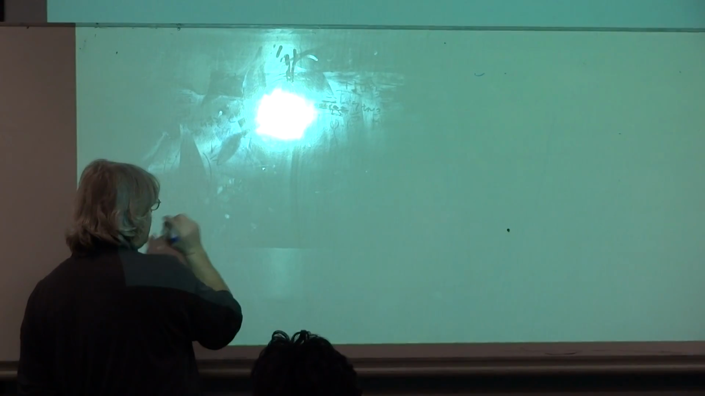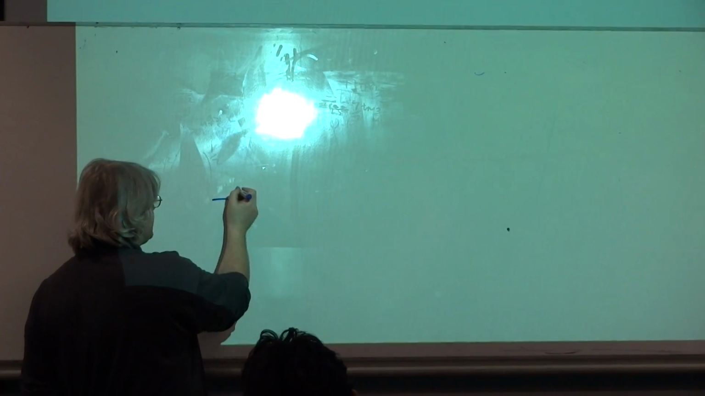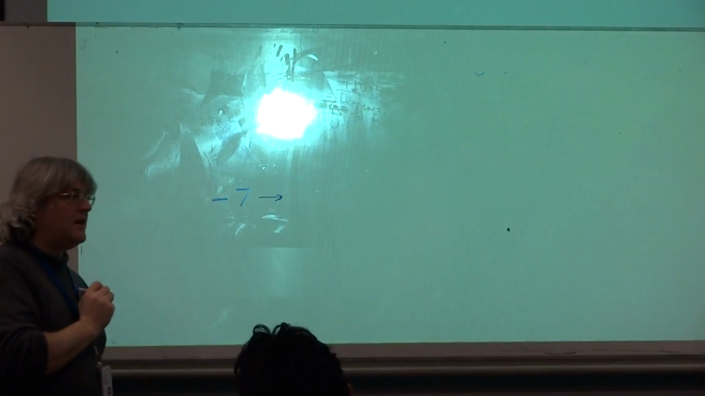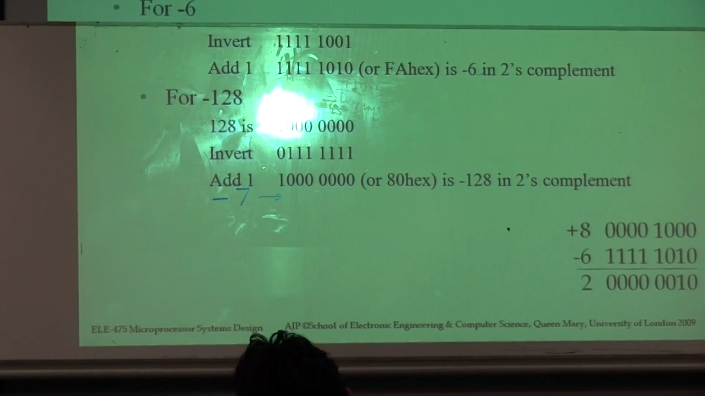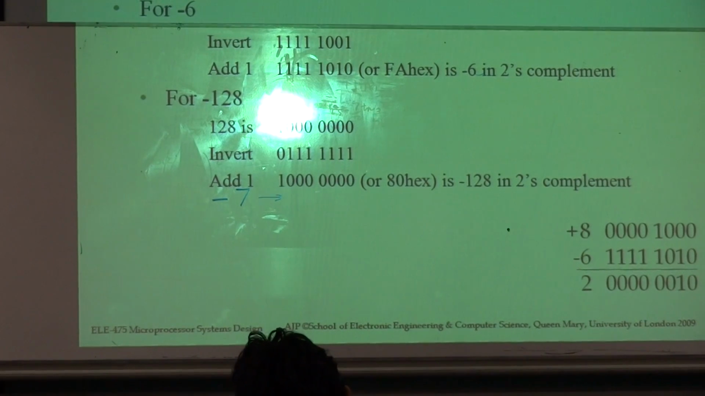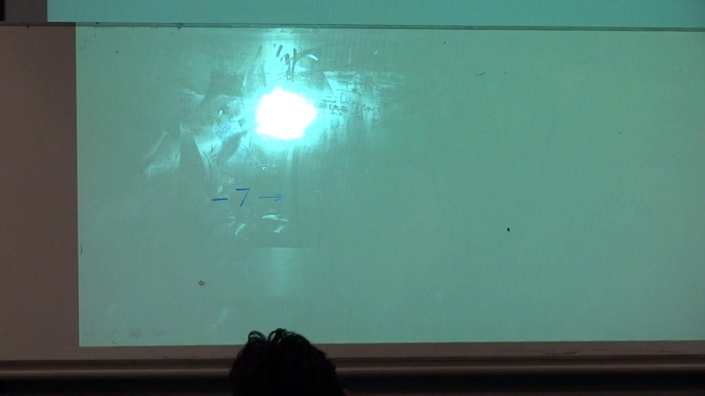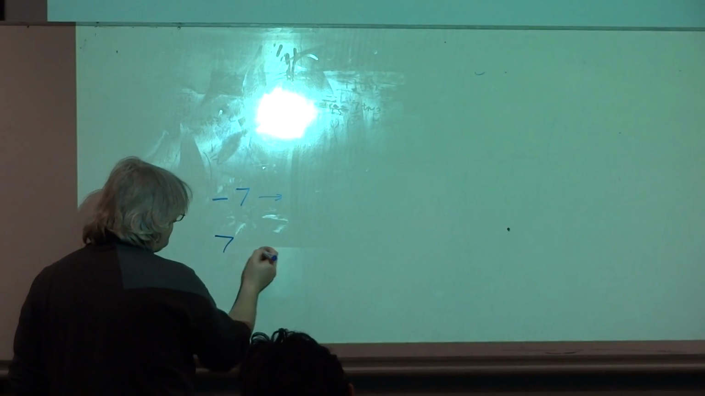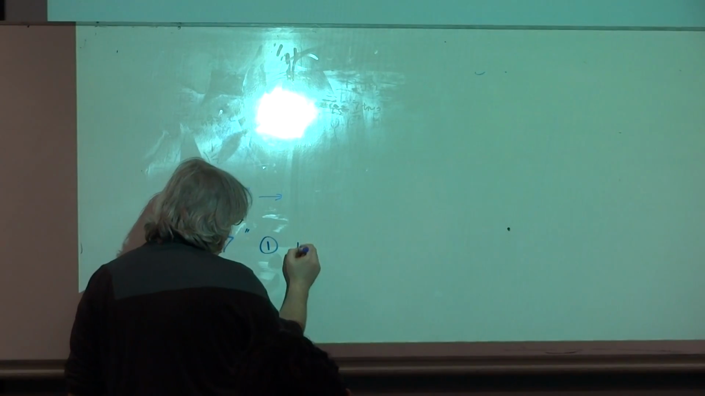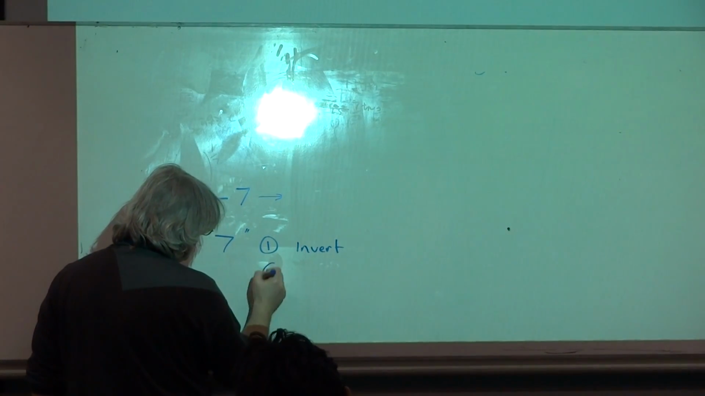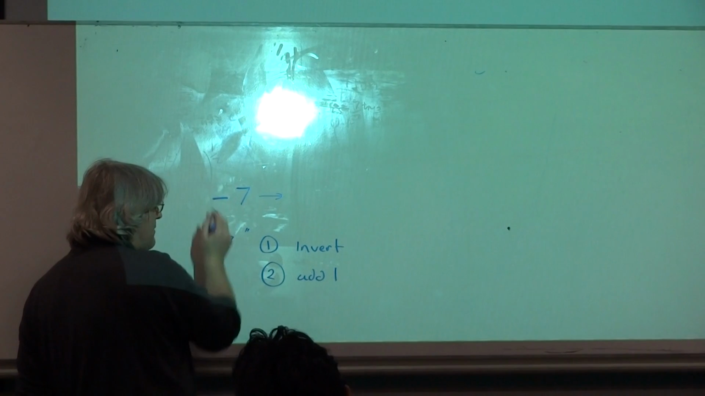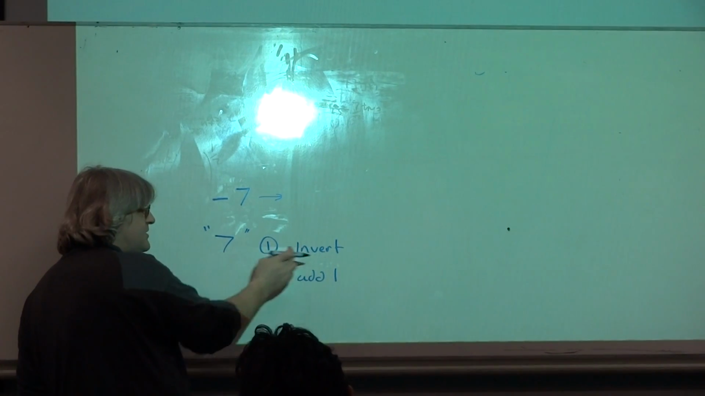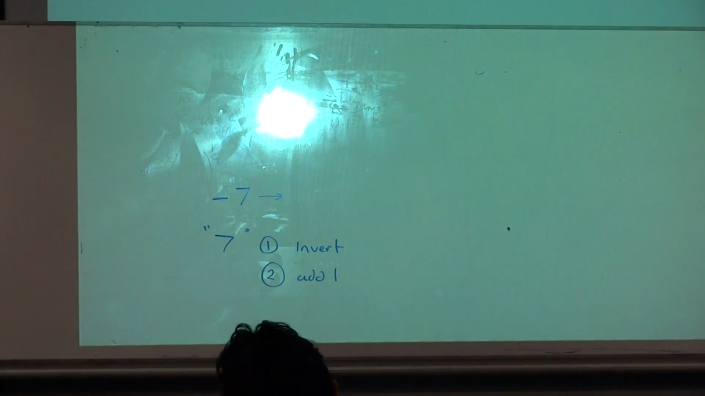The way we deal with it is if you have a number, let's say we have minus 7. Representing that in two's complement notation. So first of all, we take the number 7. That's pretty easy. Step 1, we invert it. Step 2, we add 1. So in order to represent minus 7, we start with the plus 7, do the inversion operation and add 1. And that's how we would represent the number minus 7.